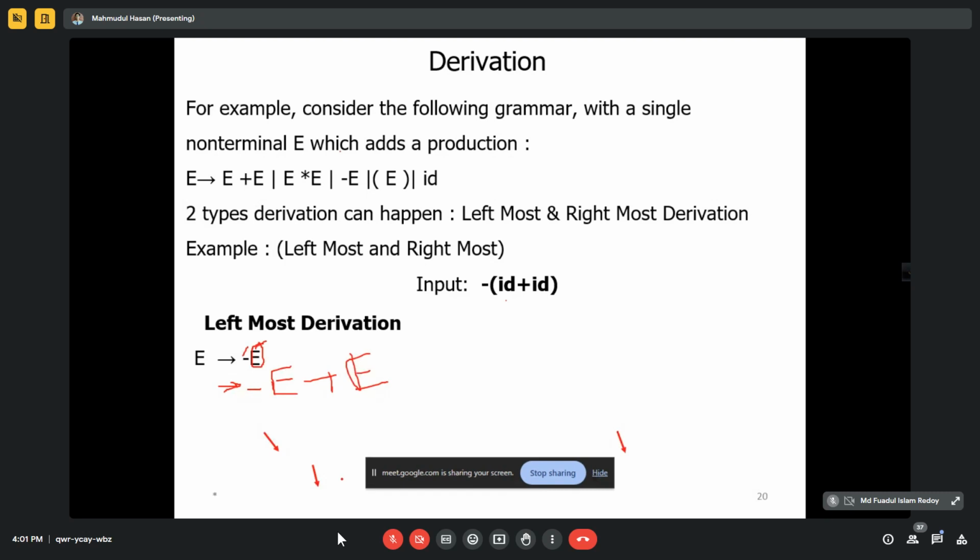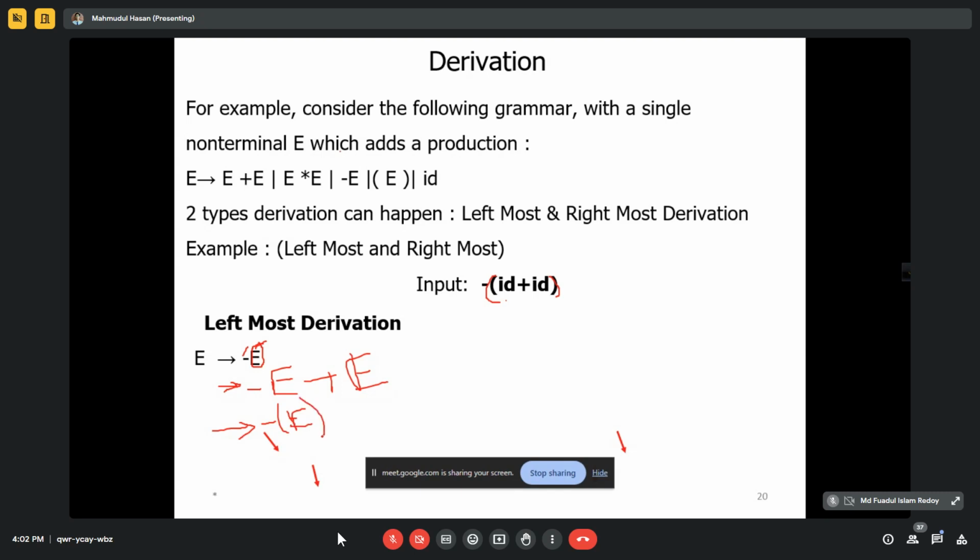Yes, sir. Then how do you get this one? Please, who is it then? Hello. Yes, sir. Please say which one is the next production rule. Sir, hello? Bracket E. Okay, bracket E.